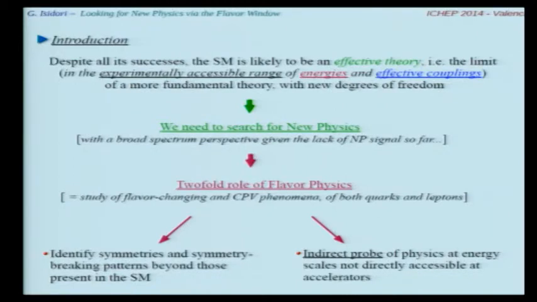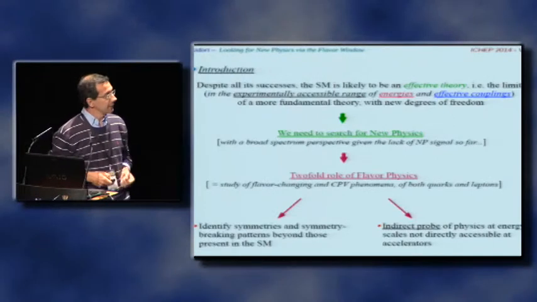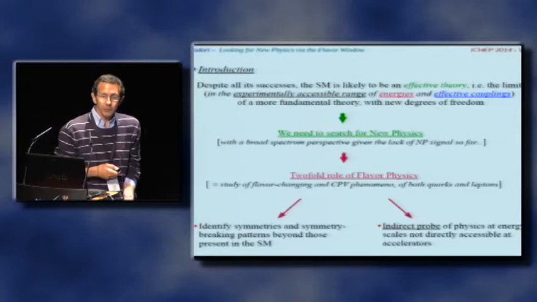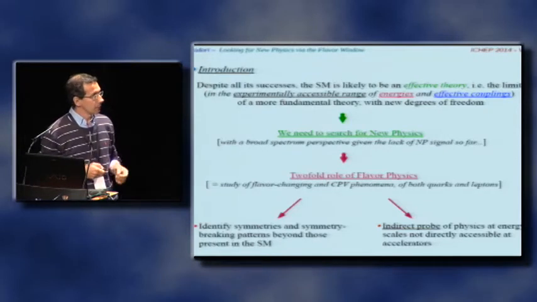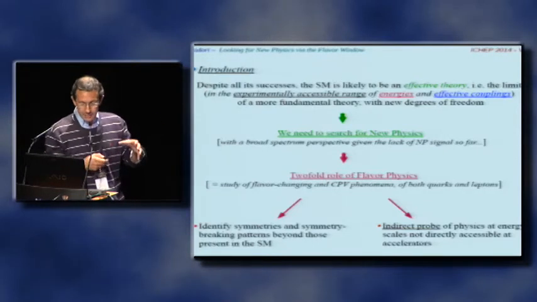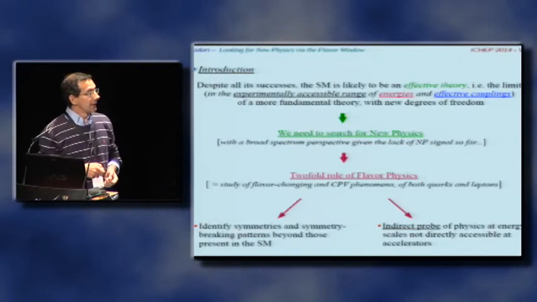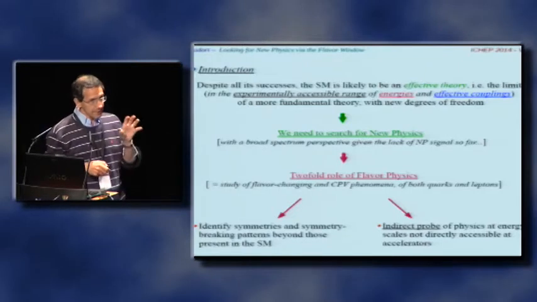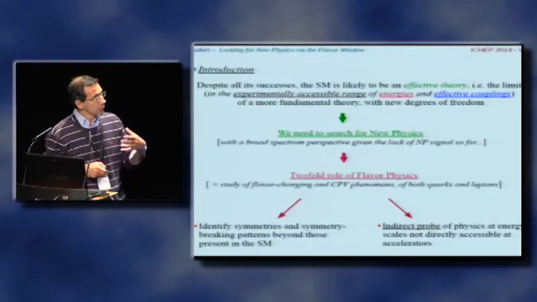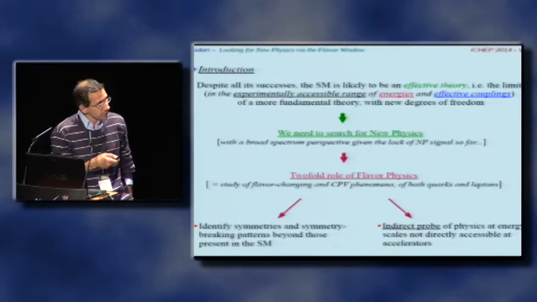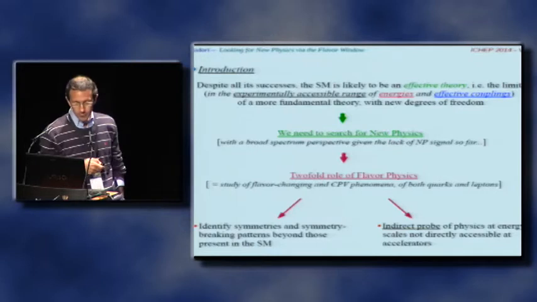On the one hand, we would like to understand the symmetries and the symmetry breaking pattern beyond the standard model that determine the observed pattern of quark and lepton masses. This is certainly a subject of flavor physics, probably the most interesting aspect of it. And then we can use flavor physics as an observatory to look for physics BSM, looking at possible deviations in specific low energy observables.